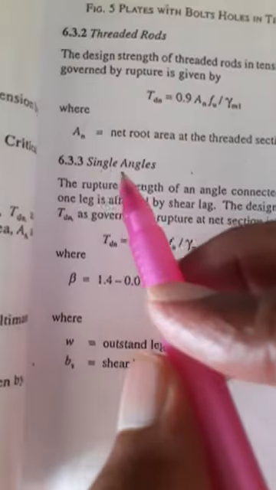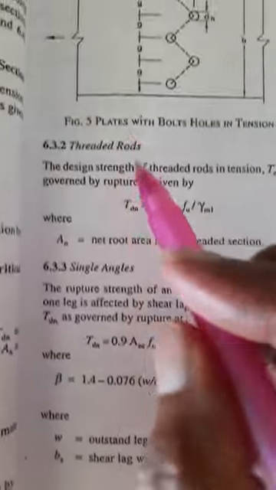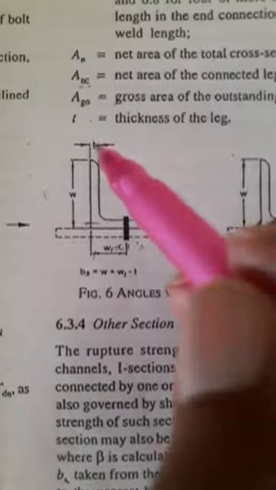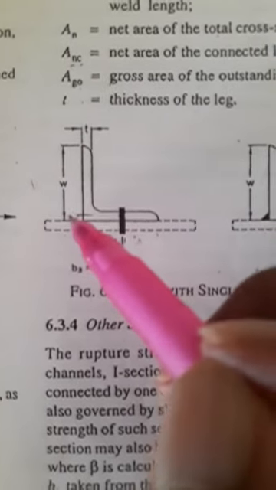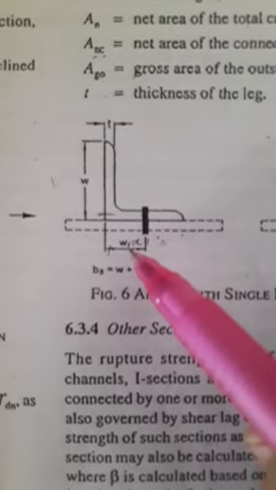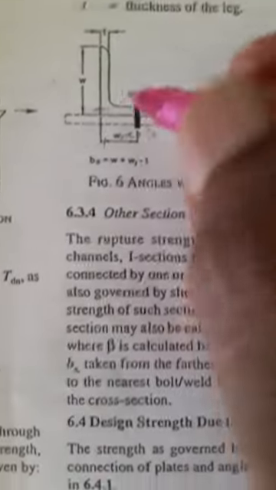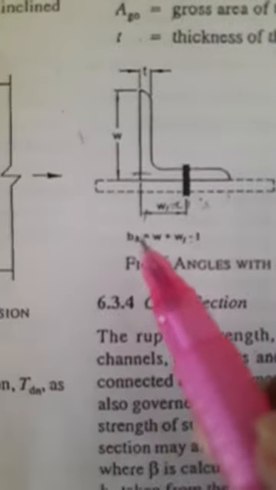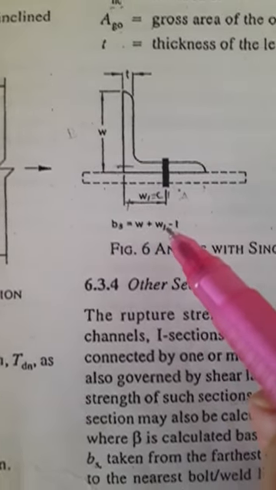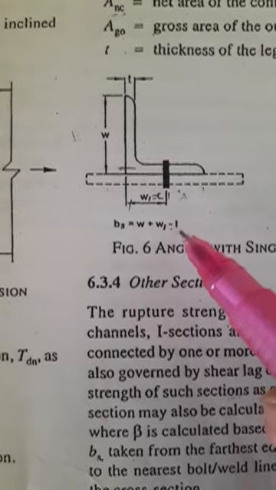For TDN values, the diagram is given here. Now what this diagram shows is, outstanding leg is taken as W, this bolt center to this edge is taken as WL, and BS, shear leg, BS is given as W plus WL minus T, where T is the thickness.